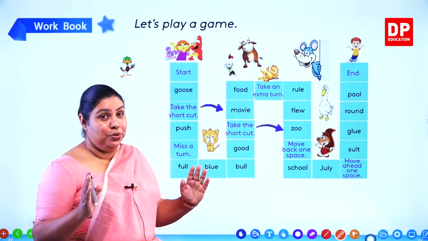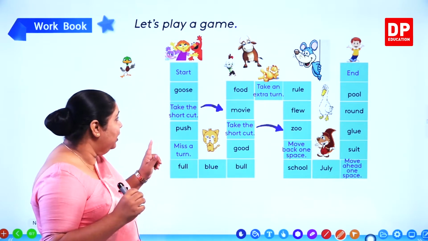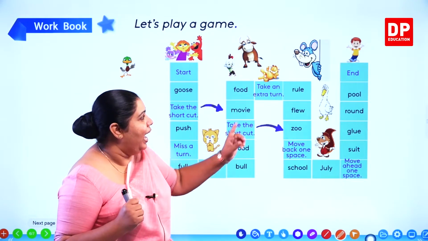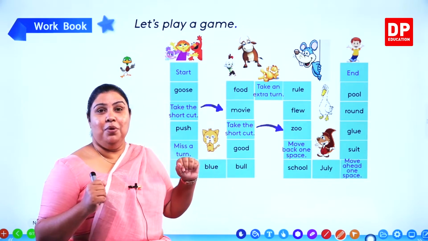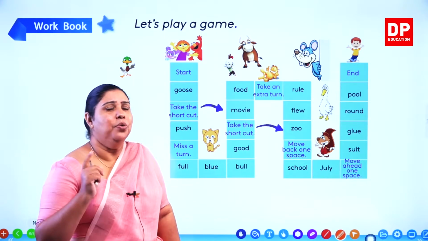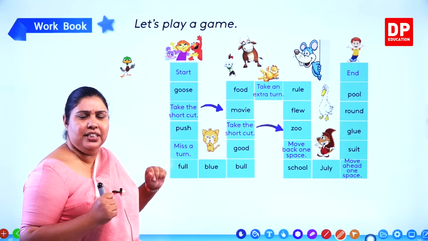So we are going to move forward little by little, reading the words inside the boxes, and we are going to go and end our game with the help of our little dice over here. And who is going to come and go with us from one to the other square?